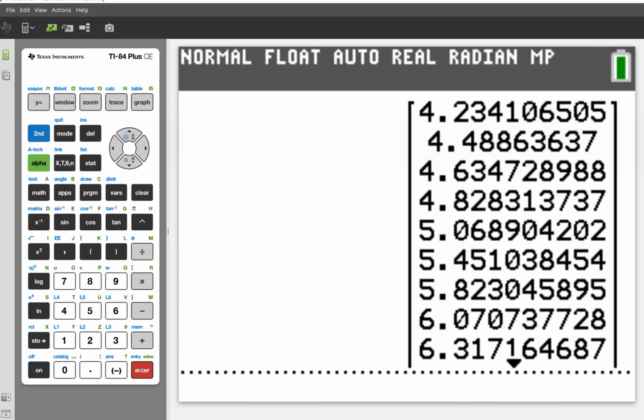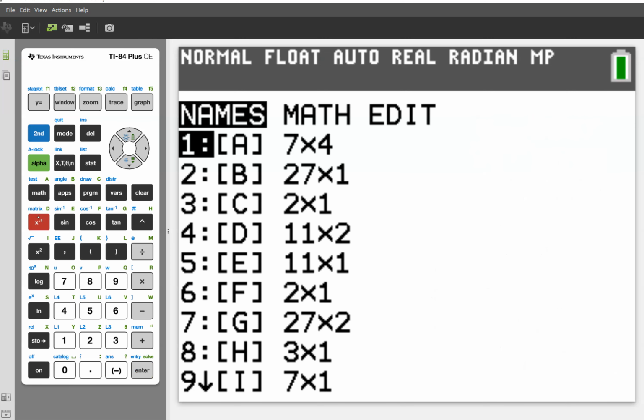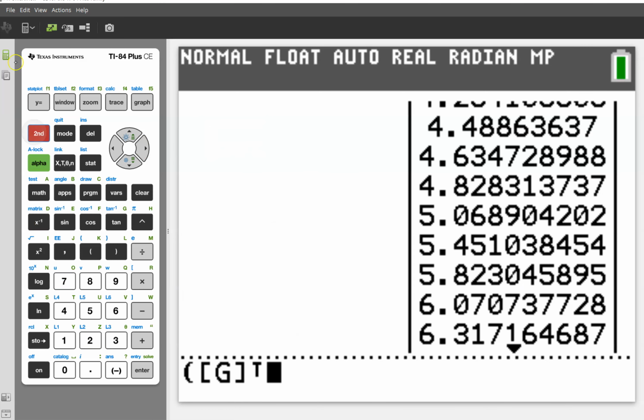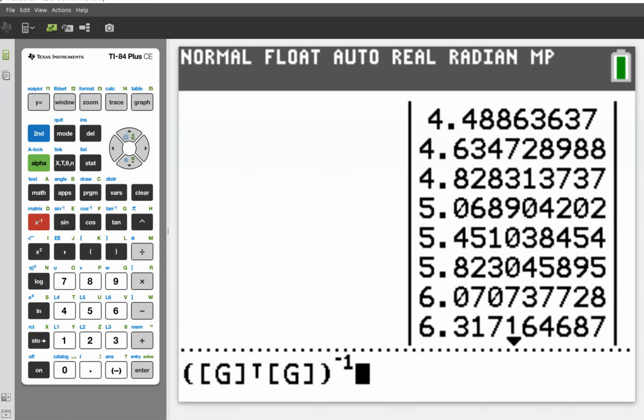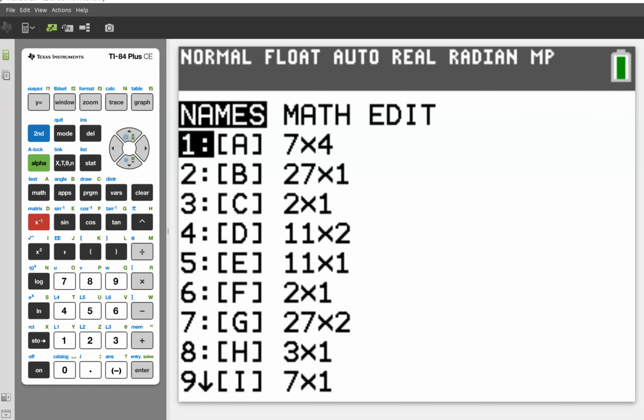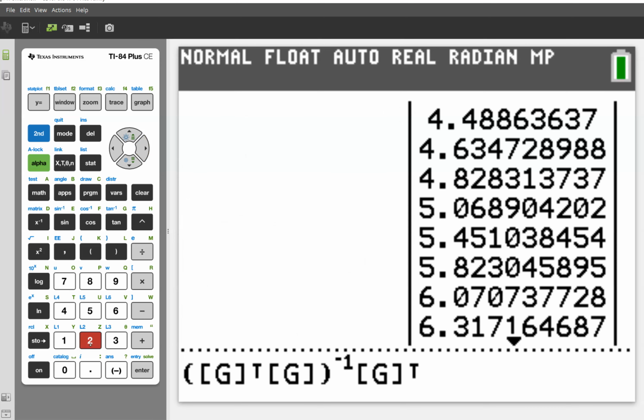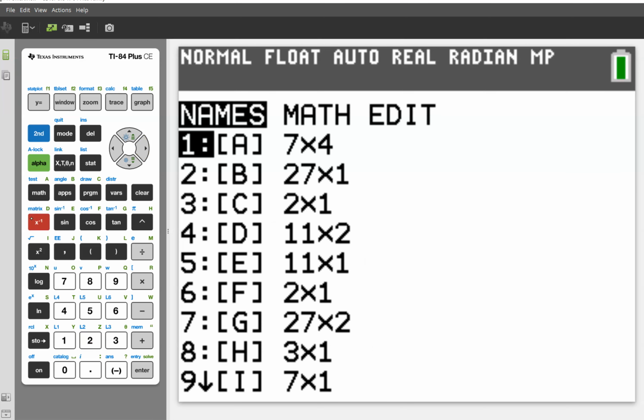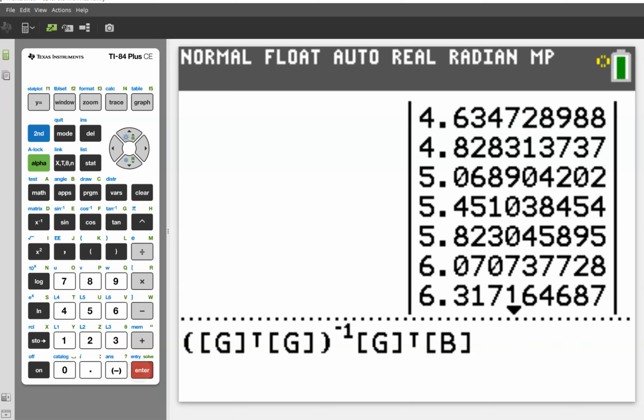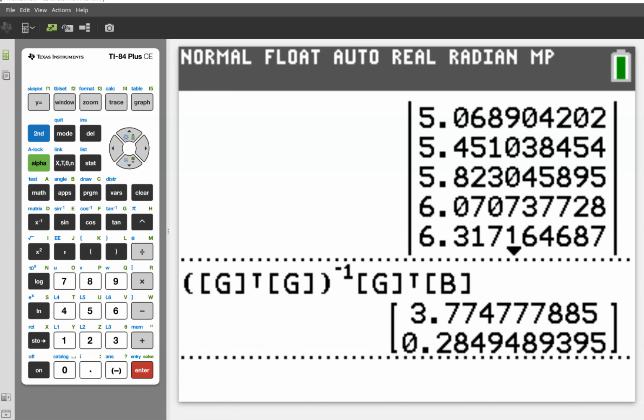All right, so, oops, parenthesis, matrix G transpose times G inverse times G transpose times B. So I really do have B there. All right, so those are the values that we have for log of little a and little b.